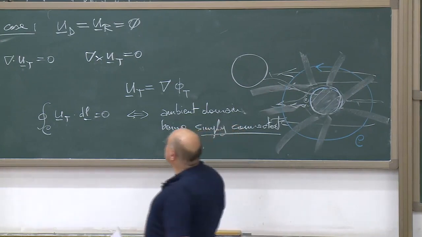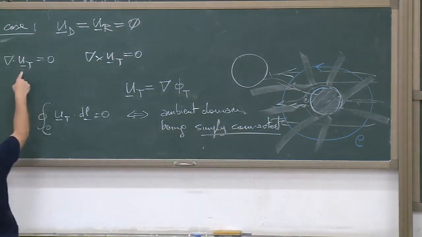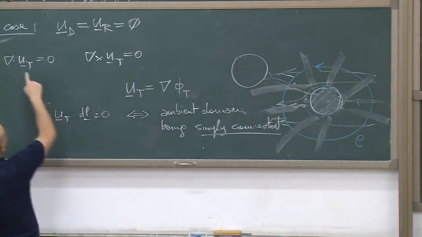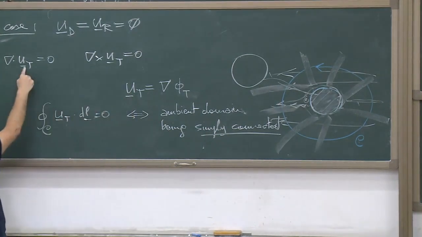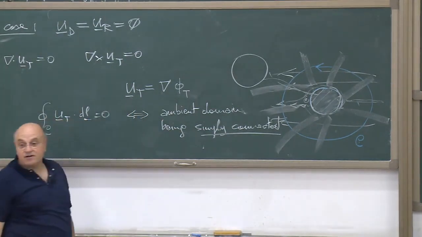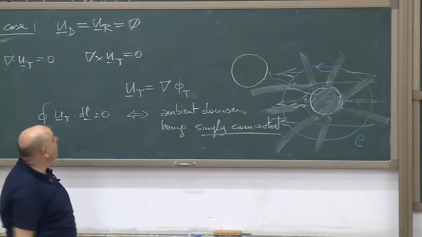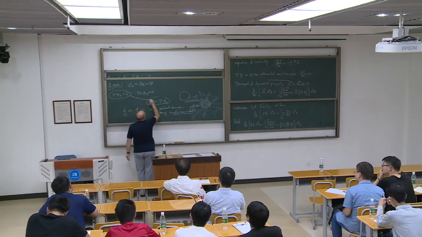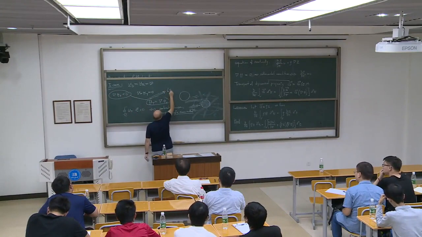Of course, we came from this equation. We ended up with this equation. And now we substitute U here. And we take the div of the grad, and we find Laplace. Okay, we take this, we combine this with that, and we get Laplace.